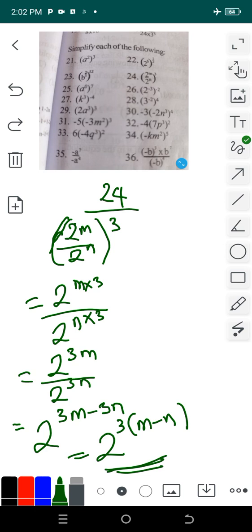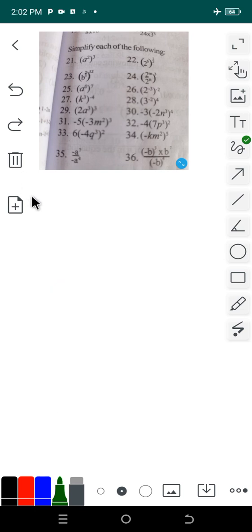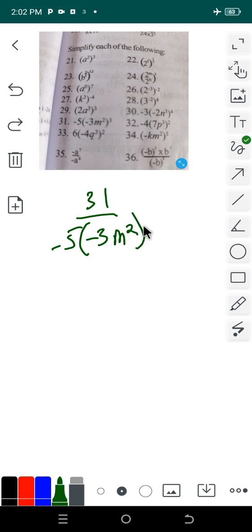So the next question we are considering now is question number 31. Since we have solved those other ones, let's consider this question number 31. Question 31, we have minus 5, open bracket, minus 3m to power 2, close bracket, 3. So the solution, if you can look very well, the power 3 here is covering minus 3 and is covering m to power 2. It's not covering this minus 5.